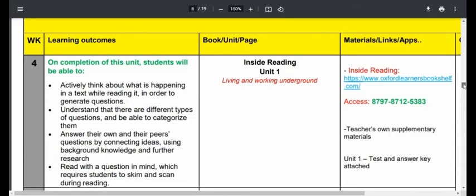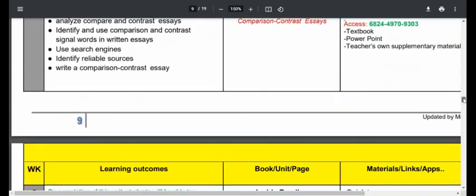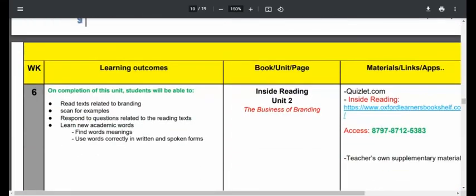You could take that as something that you want to know that you can do. You might look at this and say, in week 6, I should read text related to branding, and I have no idea what that is. So I'm going to listen for the teacher to explain, and if I don't get a clear answer, I'm going to make sure that I ask. So you could look at the learning outcomes before you start that unit, before you start that week, and make sure that you're aware of the things that are most important to you.